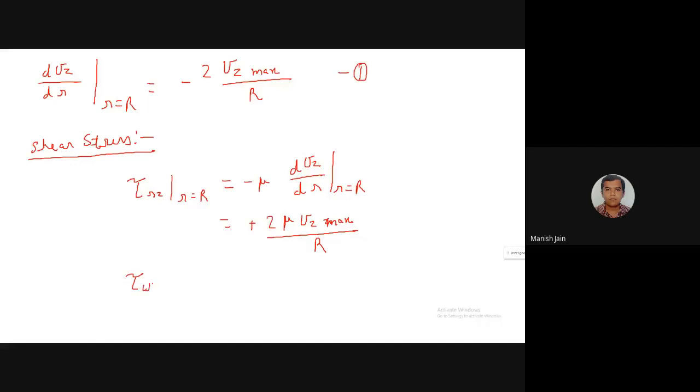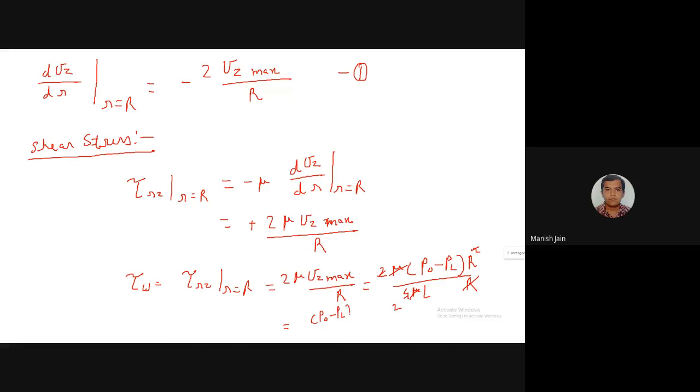So when you substitute, tau W equal to tau RZ at r equal to capital R, that is equal to 2 mu Vz max divided by R. Now substitute the value of Vz max from the equation. So it is equal to P naught minus PL, the pressure difference across the pipe, multiplied by R square divided by 4 mu L. And this R will remain the same, so this R will be cancelled out, 2 will be cancelled out, it will remain 2, mu will be cancelled out. So you will get P naught minus PL divided by 2L multiplied by R. This is the value of tau W.